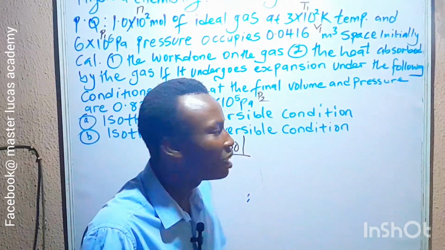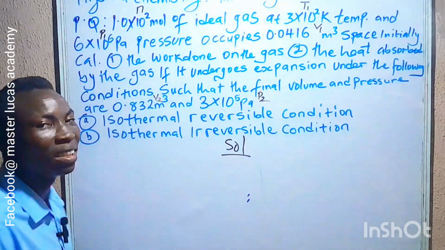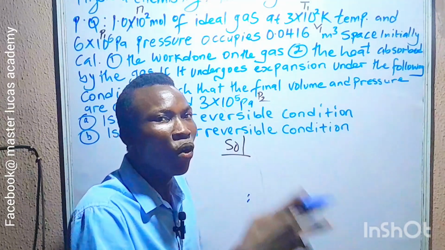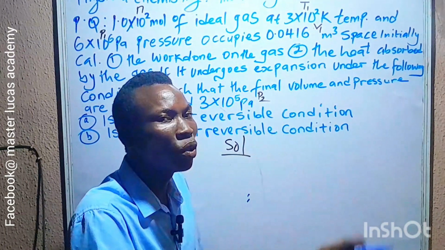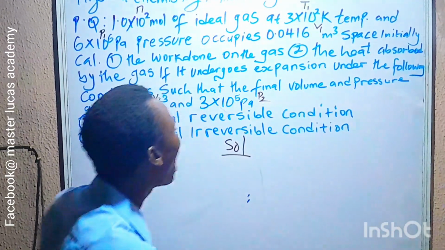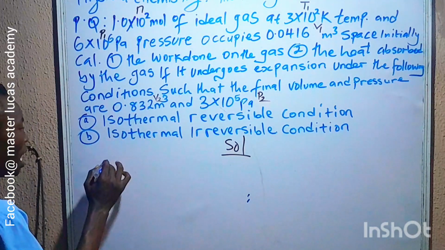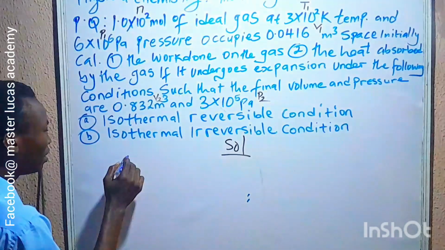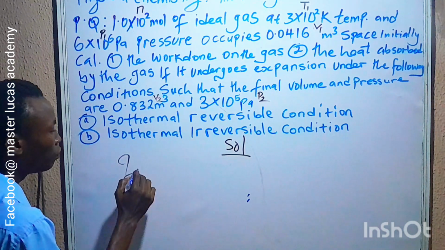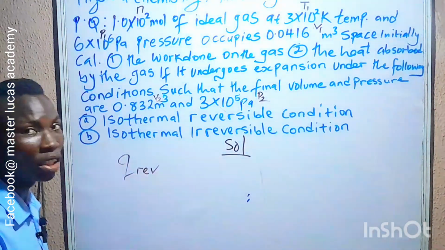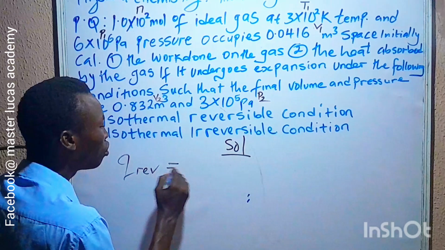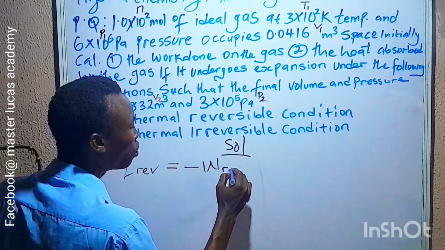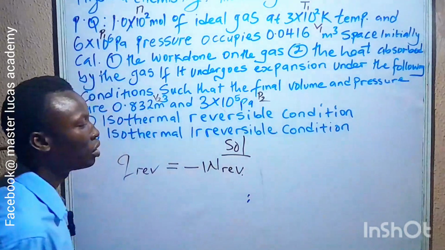So what does that mean? That means the temperature is kept constant, and it is a reversible process. Why is it reversible? Because of the change in volume. So which formula are you using here? Note that the heat absorbed, that is Q, for the reversible condition is equivalent to the work done under the reversible condition as well.